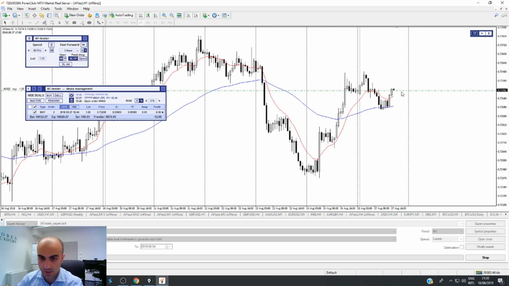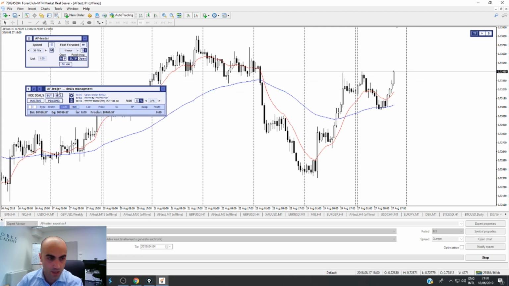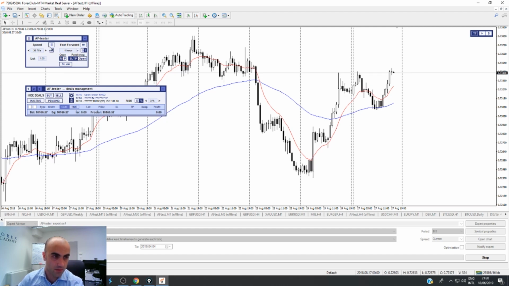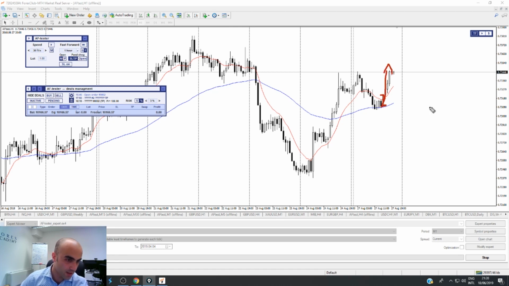I open a long trade here, and we gain with that specific trade opening. You see the price is rejected here, closing here, moving up. We gain with that like $133 over a lot. I believe that this was also a very easy way of opening a trade.